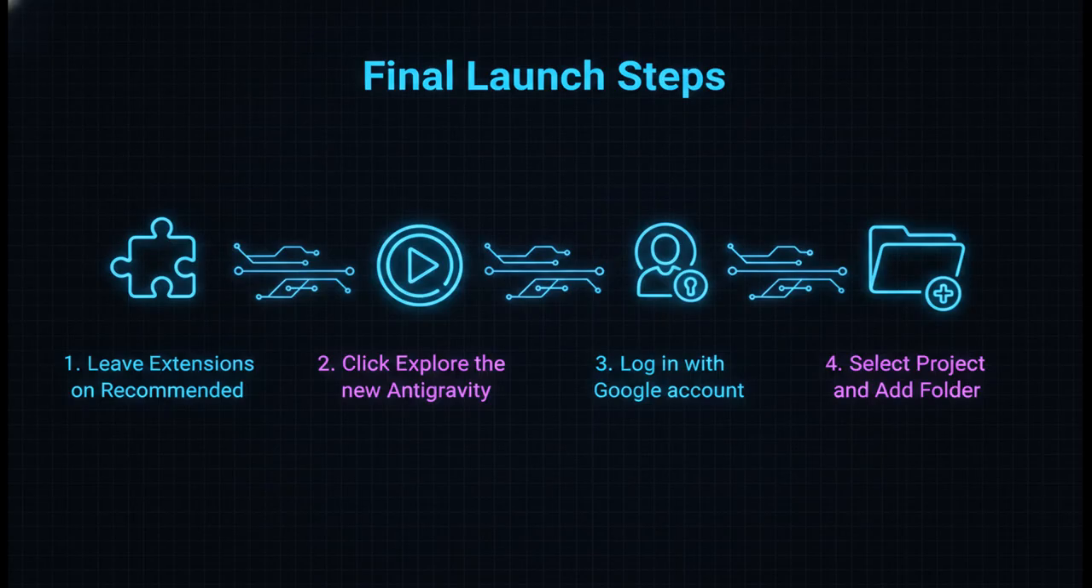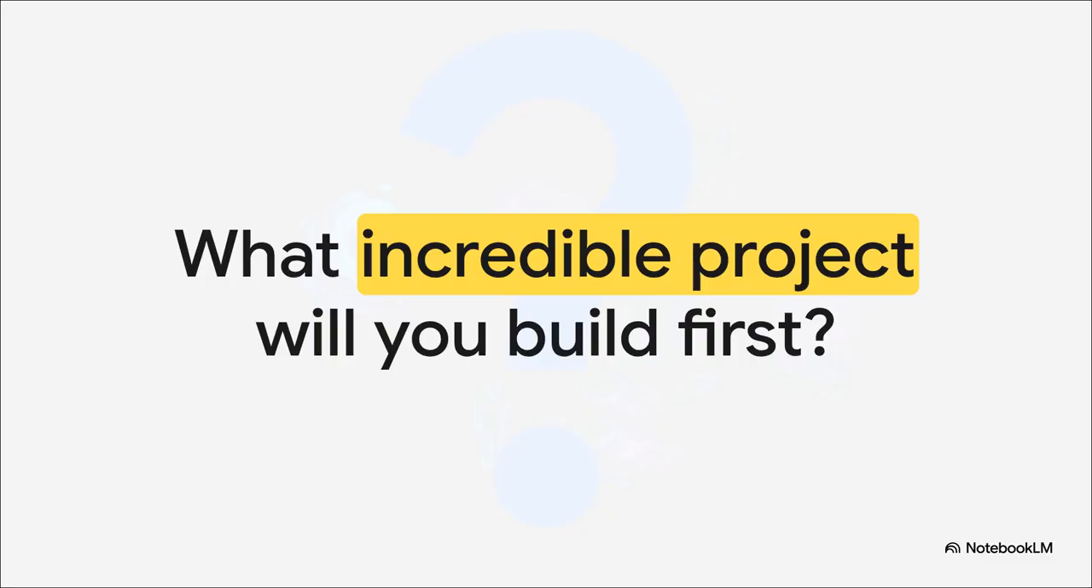Just leave the extension setting on recommended. This ensures the AI fully understands your code. Click the blue Explore the new Antigravity button. Log in with your Google account to authorize your Cloud AI workspace. Then look over at the left side of your screen and open the Explorer tab. Click Select Project and then Add Folder. Simply select an empty folder on your computer where you want your brand new software to live. And boom, just like that, you are in.